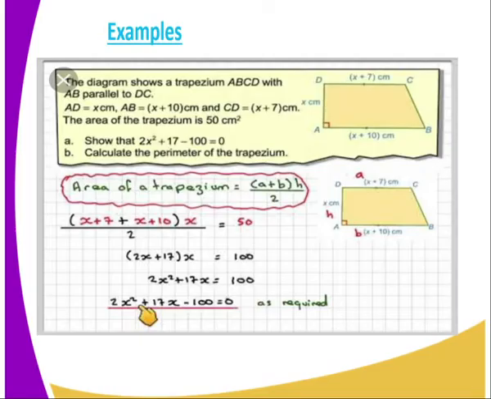Now from there we can solve for x. Then finally we get the perimeter. Remember the perimeter is the distance around.